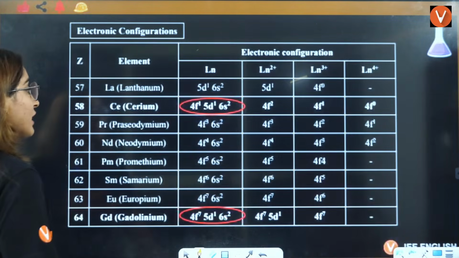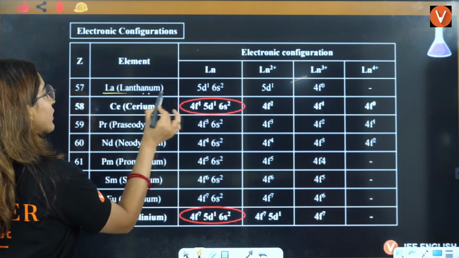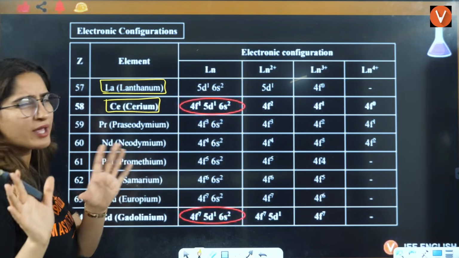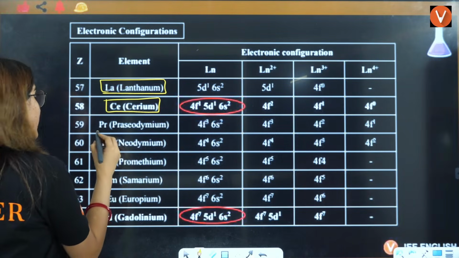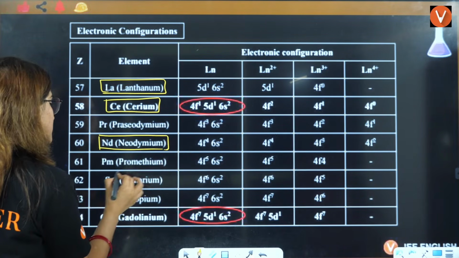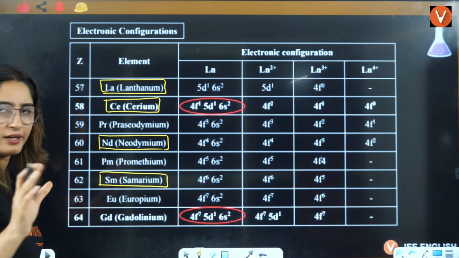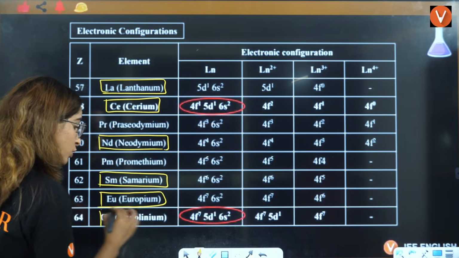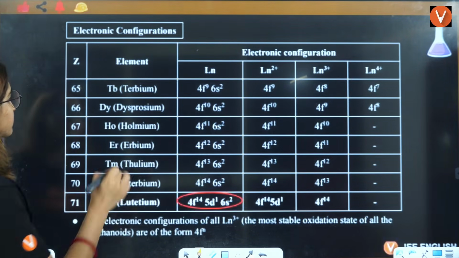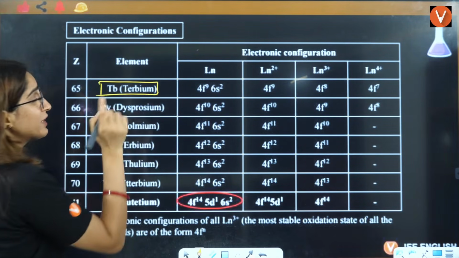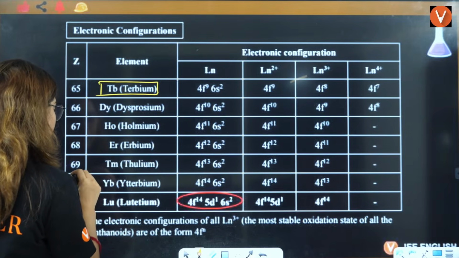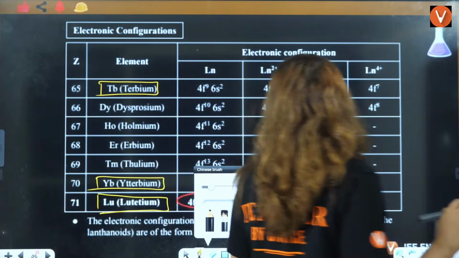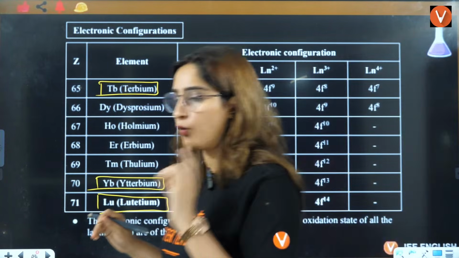So I'll tell you what the very important electronic configurations are. Lanthanum is important, cerium is very important, praseodymium is okay-ish important, and neodymium, surprisingly, they ask questions from this. Samarium also is important, as there is one property of samarium that makes it very important. Europium is highly important, gadolinium is highly important, terbium is very important, ytterbium is very important, and lutetium is very important. I'll tell you how.